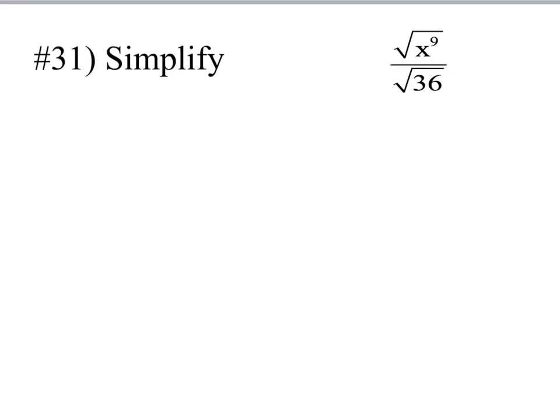In this case, we have a radical in the numerator, radical in the denominator with the same index, so we could write it all under one radical. But I don't think that's going to help us in this situation. In this situation, we have the square root of x to the 9th. So remember, this is a 2 here. And the square root of 36.